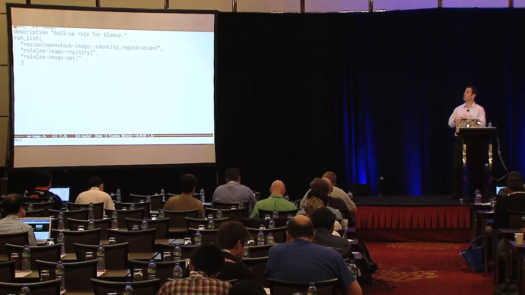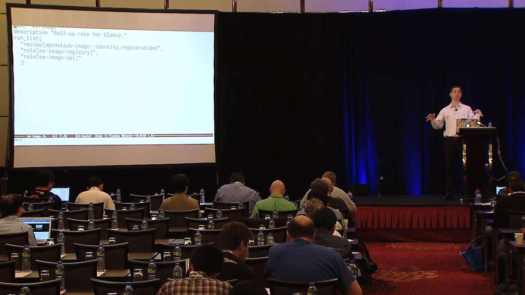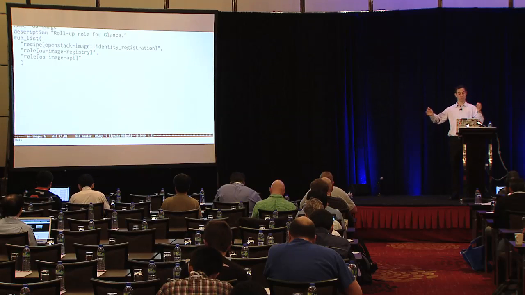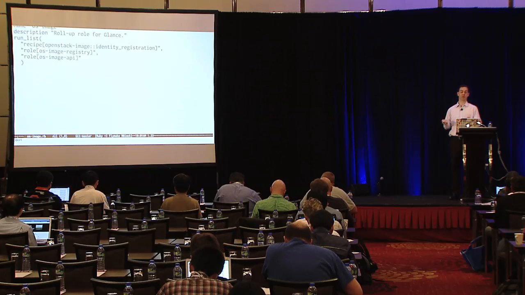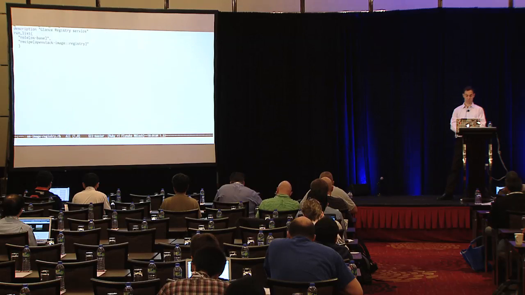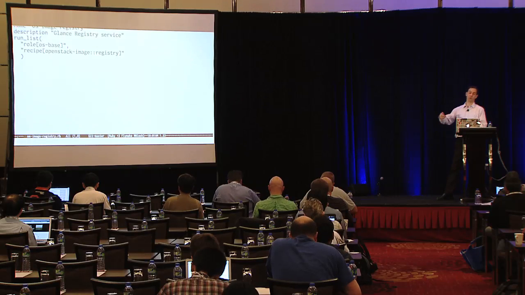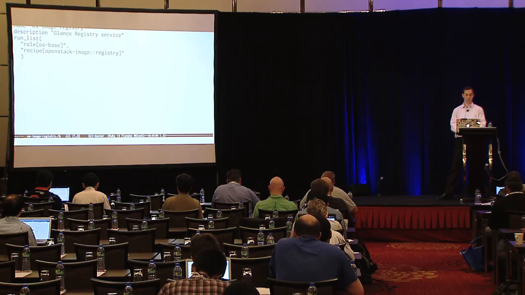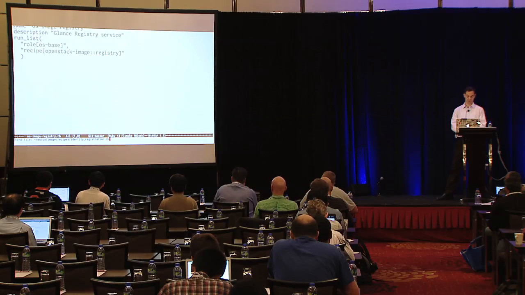And so as I mentioned before, you could run the Glance services on multiple machines. So here we have the OS image role. Inside of it, it has the image registry role and the image API role. So if we look at the OS image registry, there it has the OS base yet again. But it calls the OpenStack image registry recipe.